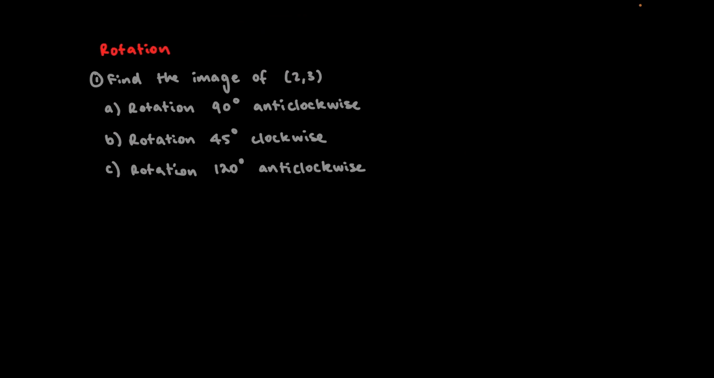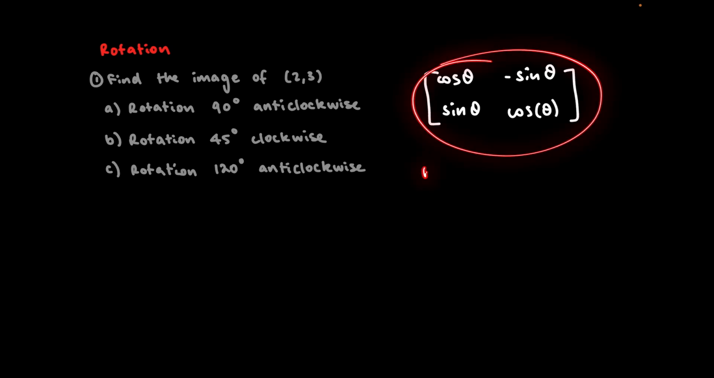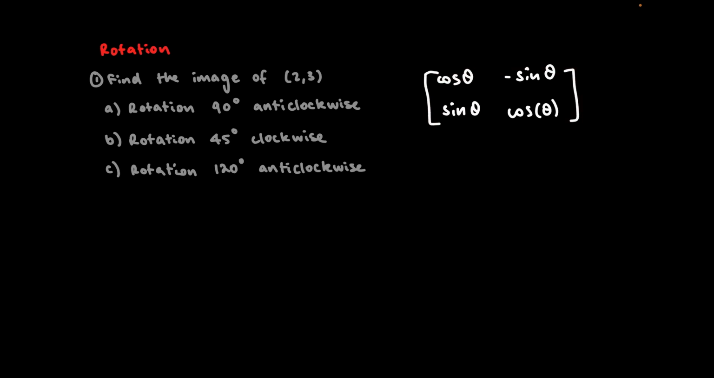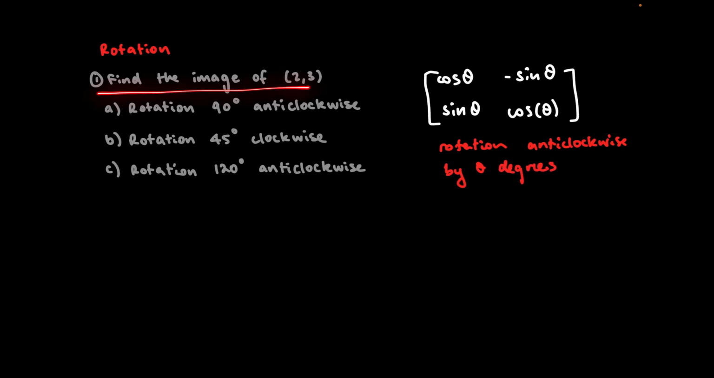Okay, our next question is this one here. We're going to deal with rotation matrices. A rotation matrix is a matrix that looks in this form here. So it's cos theta, minus sine theta, sine theta, and cos theta. And this matrix will cause a rotation anti-clockwise. Be very careful to say it is anti-clockwise only. Okay, by theta degrees. So in this case, we want to find the image of this point when it's rotated 90 degrees anti-clockwise.